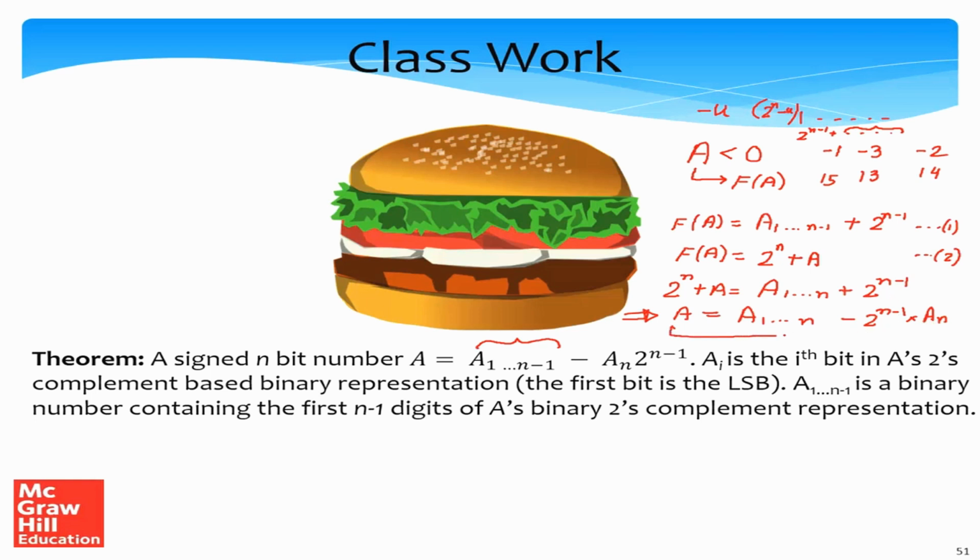So we proved it for the case that a is less than 0, and the proof for the case that a is greater than 0 is trivial. The main reason being that an is 0, and so when we remove 0 out of the number, we have the same number.